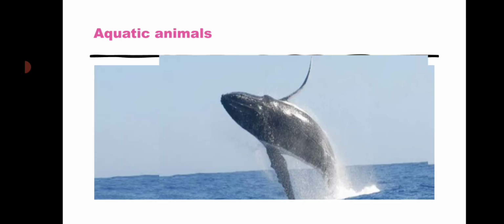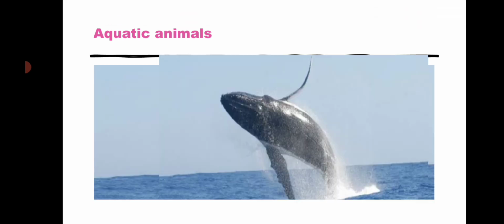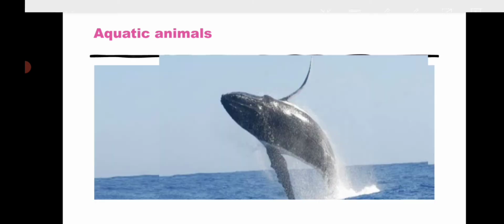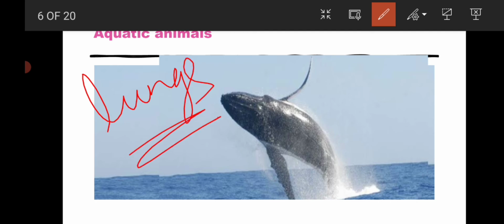Next aquatic animals we are going to see are the whales and the dolphins. You can see the whales and dolphins always come to the surface of the water. They will breathe and then go inside the water, because these whales and dolphins have lungs for breathing. So they don't have gills, they have lungs for breathing. These lungs help them to breathe only at the surface, in the air. They can't breathe underwater. The lungs can't help to breathe underwater.